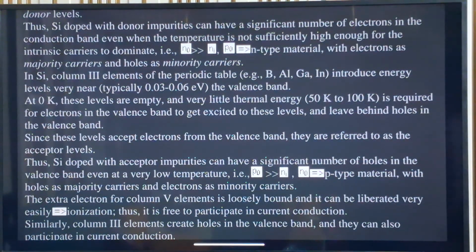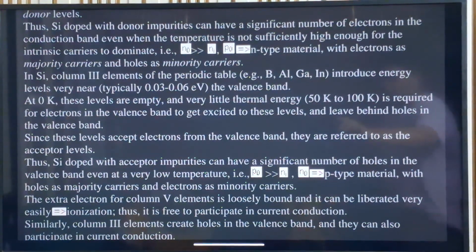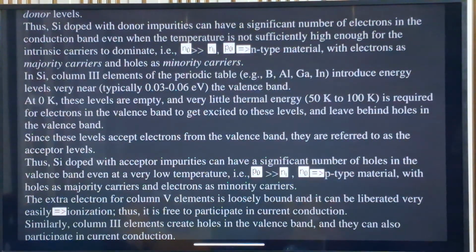And what happens is that at very little thermal energy, very little thermal energy is required for the valence band to get excited to these levels and leave behind holes in the valence band. So let's just go over what they are trying to say here: at 0 Kelvin, new levels are introduced very close to the valence band when silicon is doped with column 3 elements.